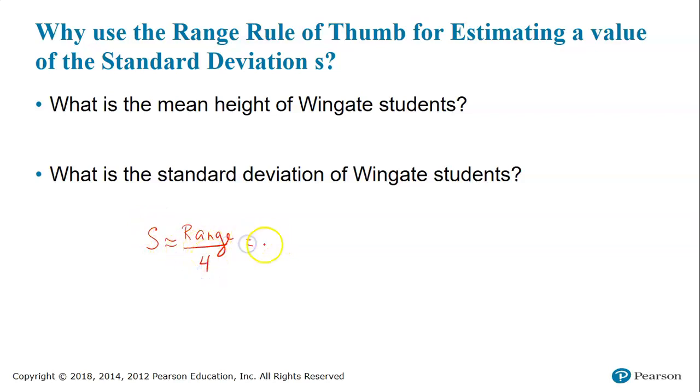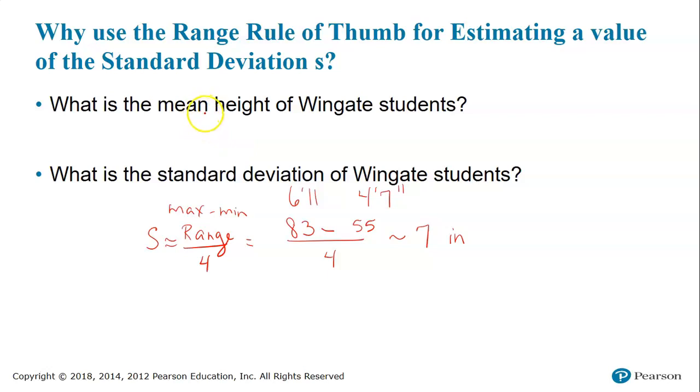So the range we know is the maximum minus the minimum. Let's just say we think that the tallest person at Wingate is 6'11". That would be 83 inches if you did the conversion. And let's say maybe we think the shortest person is 4'7". Okay, so that person, if we converted that, would be 55 inches. And so I divide that by 4. So we see that this is going to be approximately 7 inches for our standard deviation.